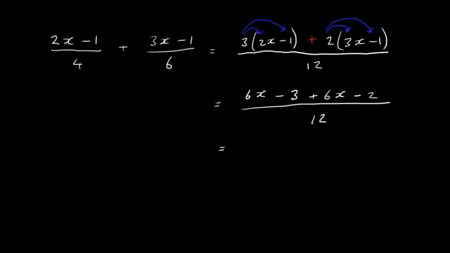So now at this stage what we need to do is just look at what we've got on the top here and simplify it. So we have a 6x here and we have another 6x here. 6x plus 6x will give us 12x. We have a number here and we have a number here, so we can add those. We've got minus 3, minus 2, so that's going to give us minus 5 over 12. We've added these two fractions and simplified it to give us this fraction here.